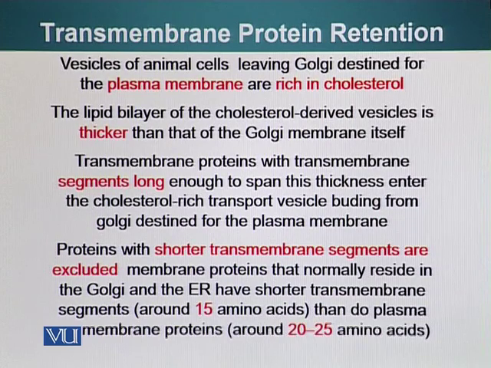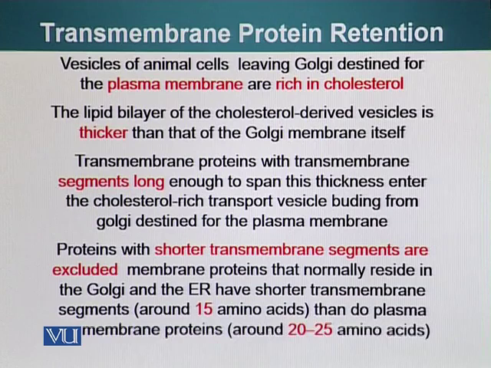For example, we have talked about T cell receptors or B cell receptors. These proteins have larger, slightly longer transmembrane domains which can insert preferentially into certain regions of the Golgi apparatus which are rich in cholesterol. Because these regions are rich in cholesterol, they are thicker than the rest of the Golgi membrane itself. Transmembrane proteins with longer segments, which are long enough to span this thicker portion of the Golgi membrane, will preferentially be entrapped in those regions.